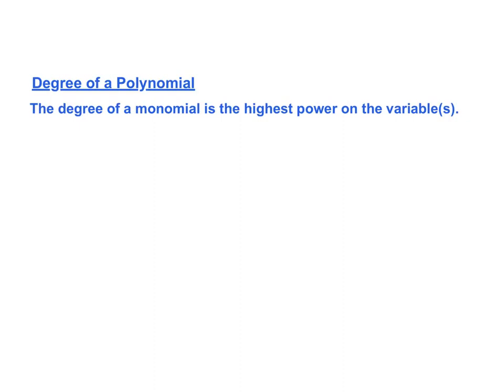So those monomials, those were the things that we were working on at the very beginning of the lesson when we multiplied those things together, where it was just a bunch of variables and numbers put together without a plus or minus in between them. That's a monomial. So the highest power on the variable is the degree.